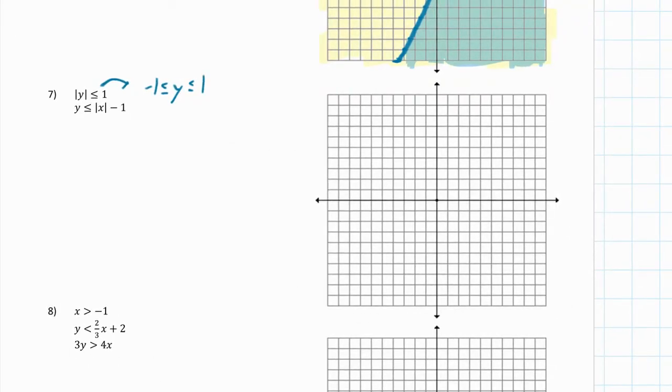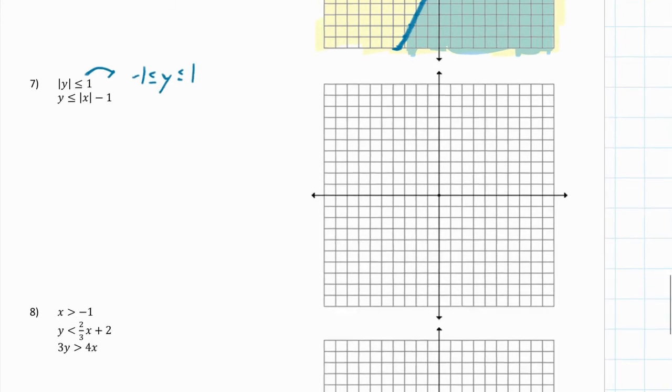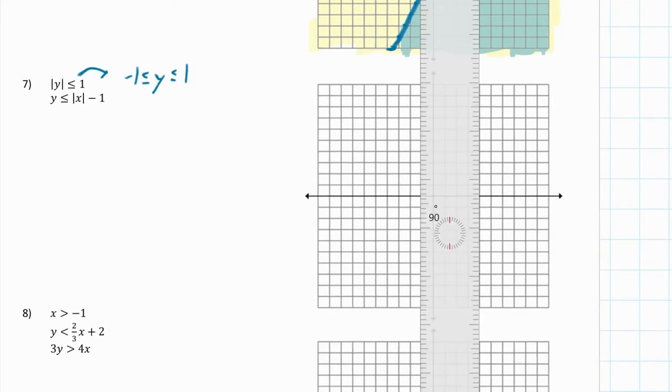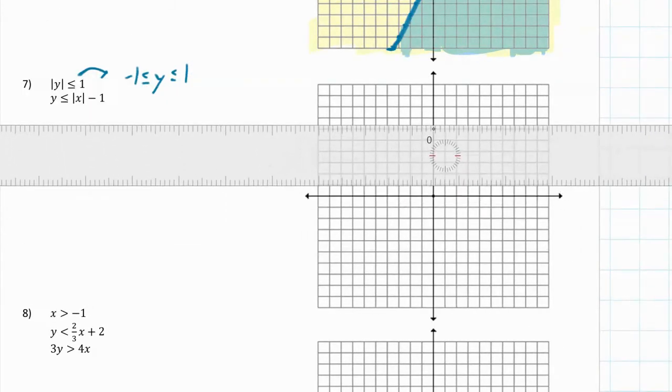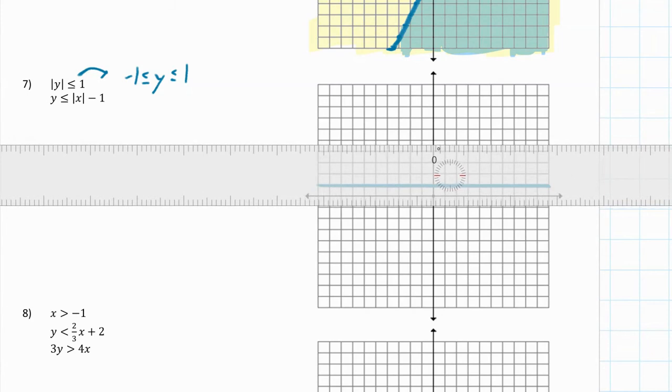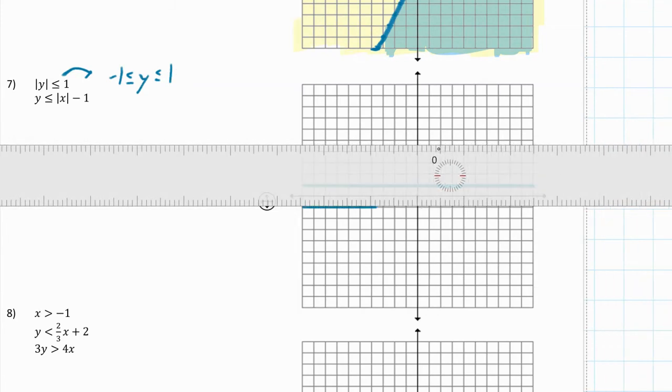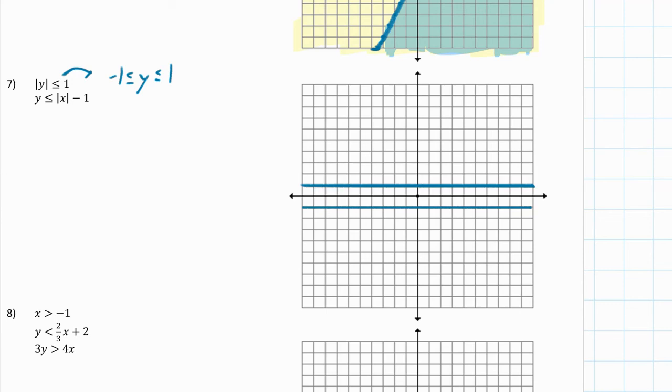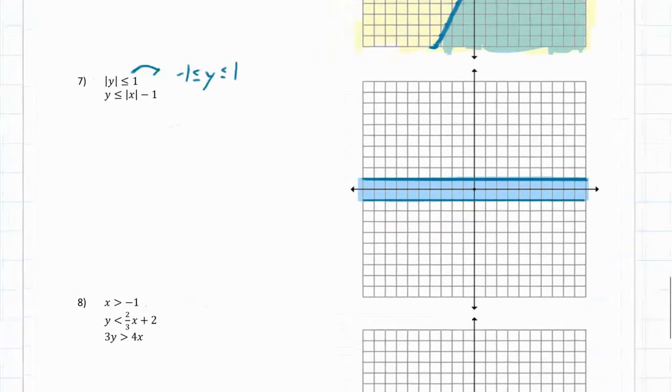If y is in between -1 and 1, then I'm going to take the ruler tool. I'm going to graph y equals 1, and I'm going to graph y equals -1. So here's y equals 1, and here is y equals -1. Y equals are horizontal lines. And if my graph is in between those, that's what it looks like. So that's the first spot.